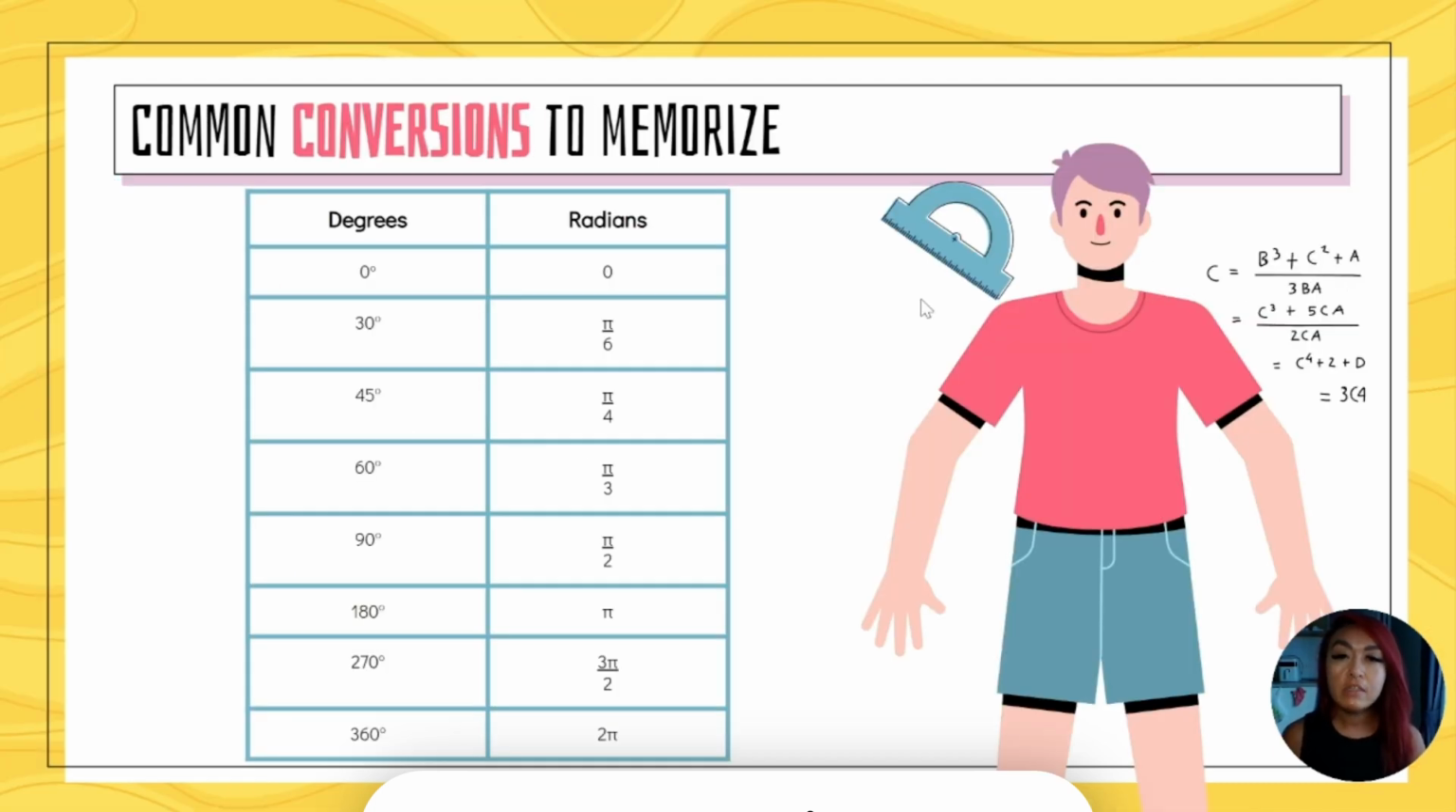So here I have a table with some common conversions for you to memorize, right? 0 degrees, 30 degrees, 45 degrees, 60 degrees, 90 degrees, 180 degrees, 270 degrees, 360 degrees. These are the most common angles that you'll be working with, and it is worth it to just memorize what those conversions are into radian measure, right? Because they will come up very often.